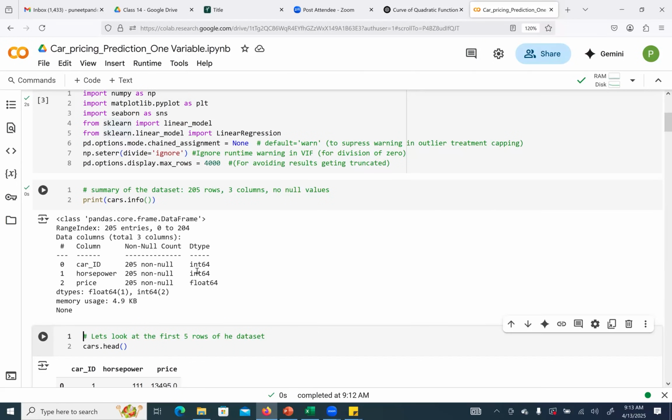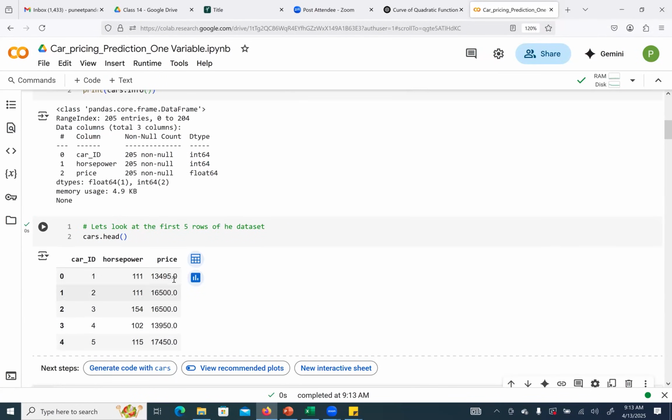Car ID column is integer. Horsepower column is integer. Price is decimals. Right. So the data types make sense. There is no missing value. In total, there are three variables that we have. Now in this, our target variable is going to be, if I look at the top 5 rows of this data set, price. And my input variable is going to be horsepower, not car ID.